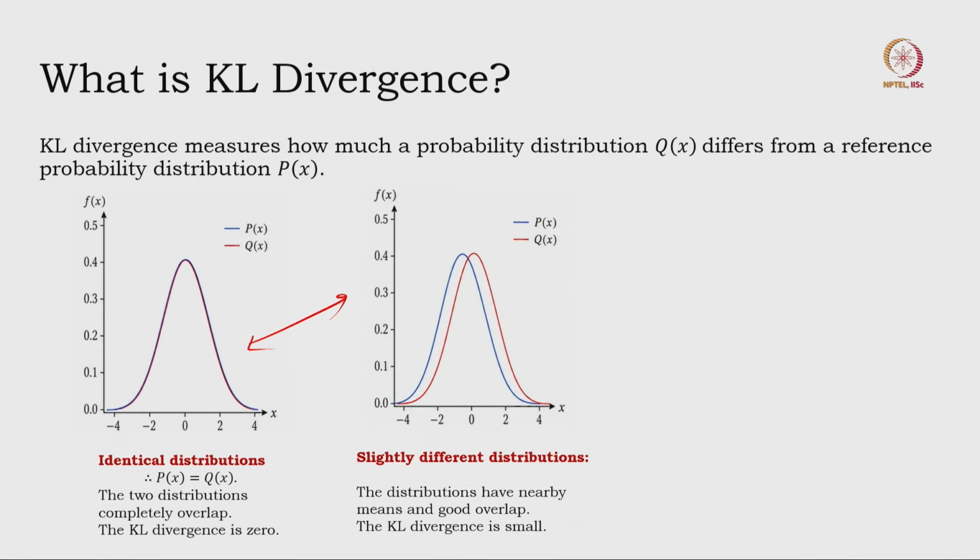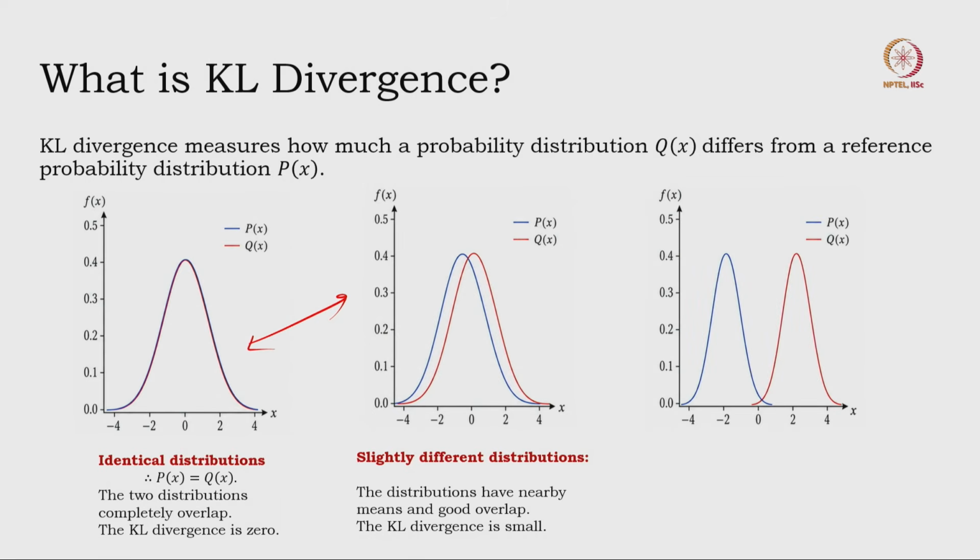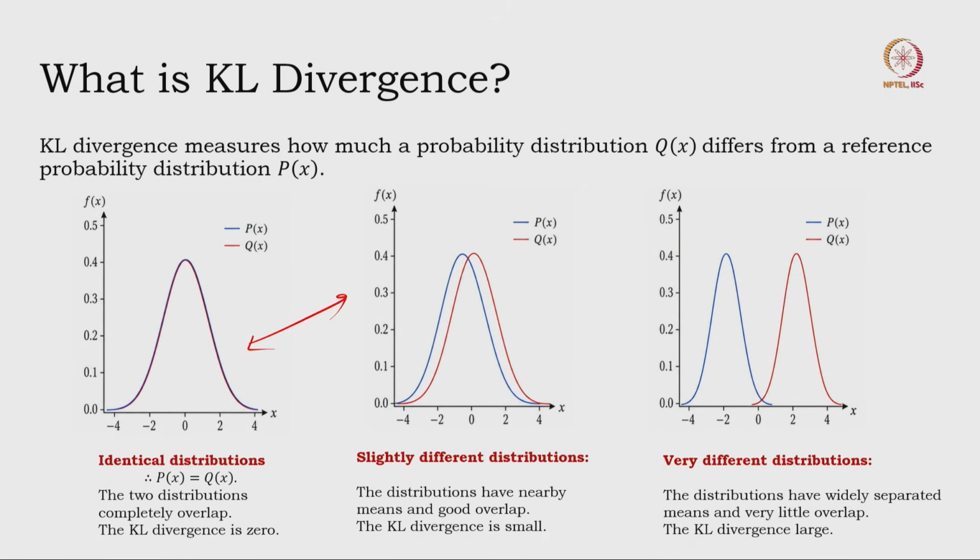And what is the third case? Can you imagine what the third case will be and how that image looks? This is the third case, where the two distributions are completely far from each other. So what will be the KL divergence value? Definitely the value will be very large here. If you see, there is very little overlap. When there is little overlap, definitely the means are very far apart. Therefore, the KL divergence value will be very large.